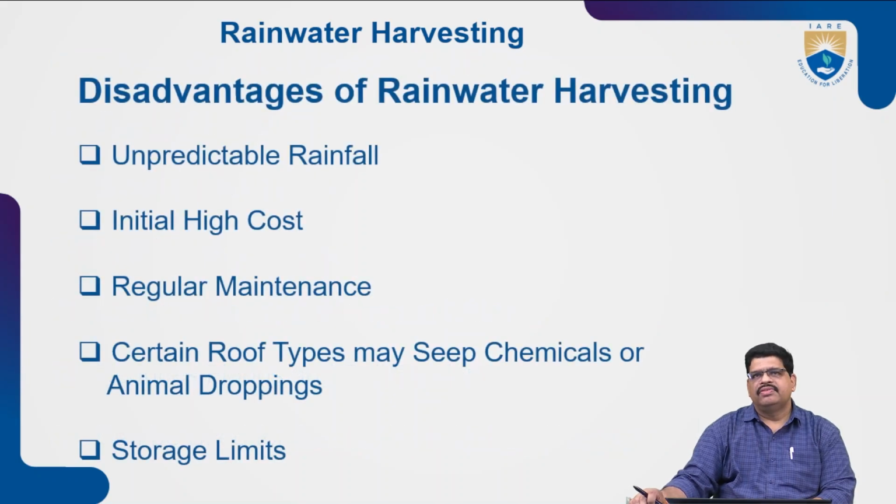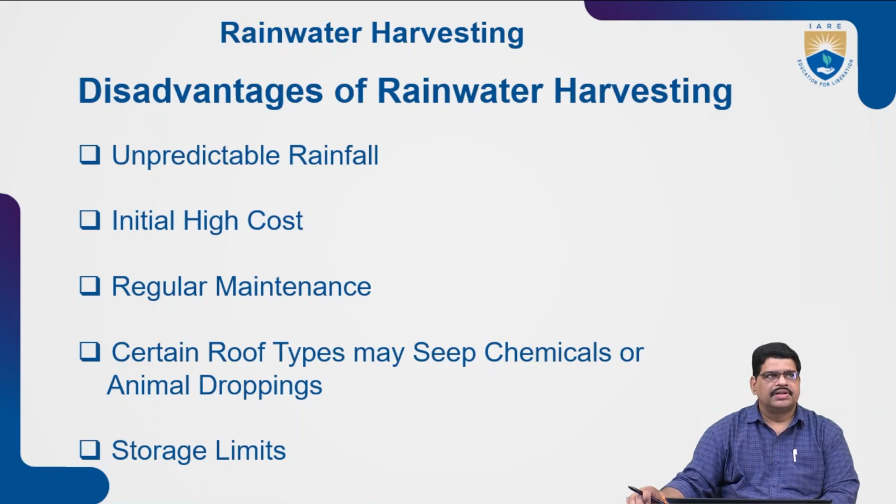Next, what are the disadvantages of rainwater harvesting? The disadvantage of rainwater harvesting is nothing but unpredictable rainfall. We cannot predict the rainfall, whenever it comes, and that is the main disadvantage of rainwater harvesting. Next, initial cost.